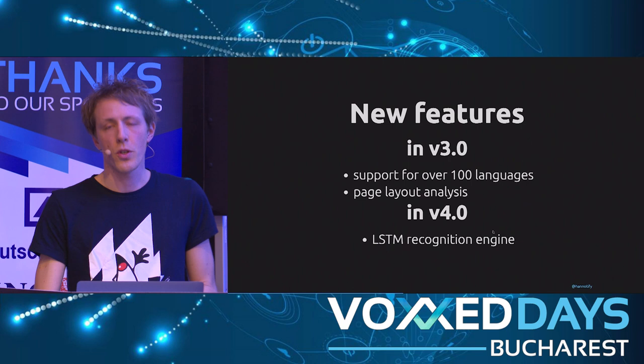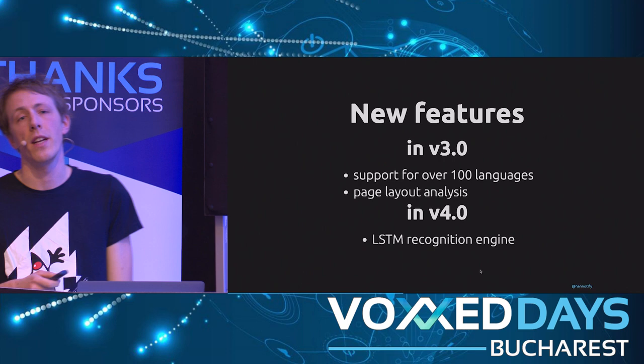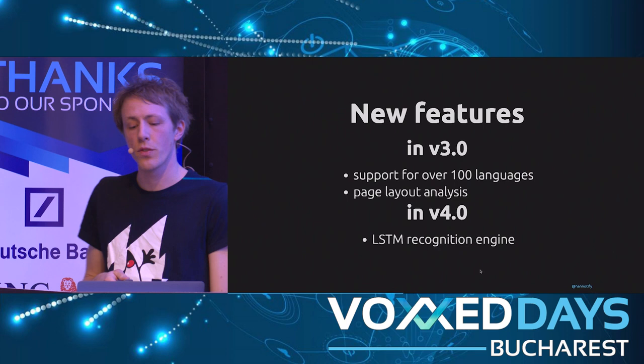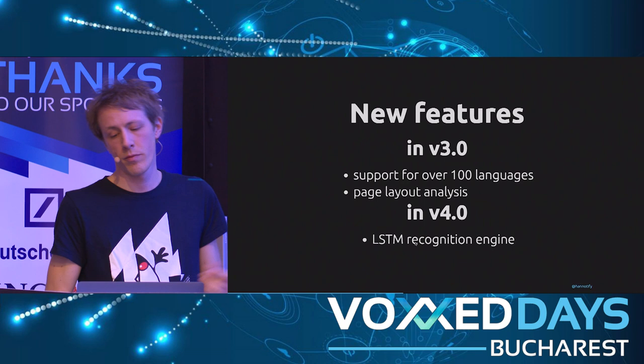So in version 3, since it became open source, they added it. And in version 4, which was just released in November 2018, it contained a neural network recognition engine. I call it LSTM here. It stands for long short-term memory. So it's a kind of recurrent neural network. And the Tesseract people claim that the accuracy has increased dramatically. We'll see about that later in the talk.